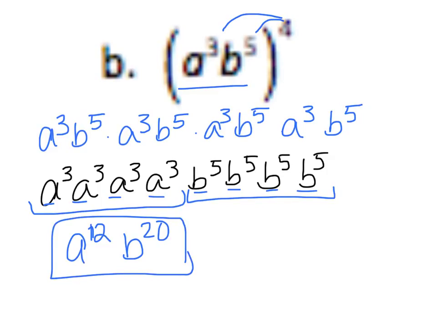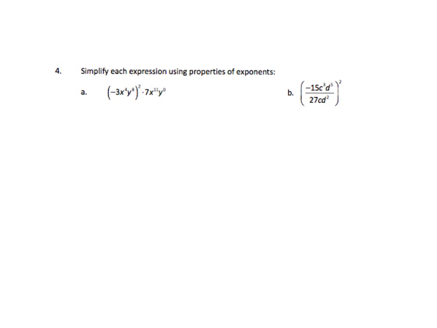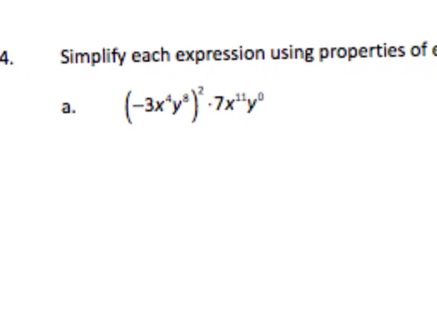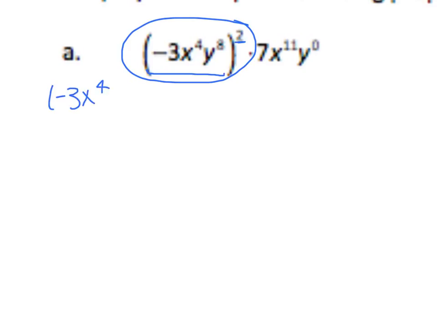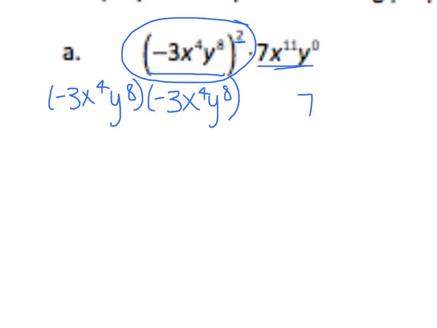Okay, let's try some harder examples. We're going to take one chunk at a time. So we're going to work with this chunk first. I see I have parentheses and then a 2, so I'm going to write this thing twice. So I have negative 3 x to the 4th, y to the 8th. And I'm going to just keep this off to the side for a second.